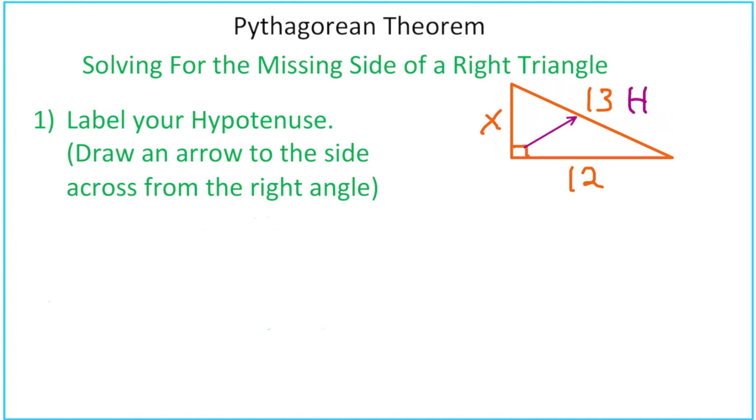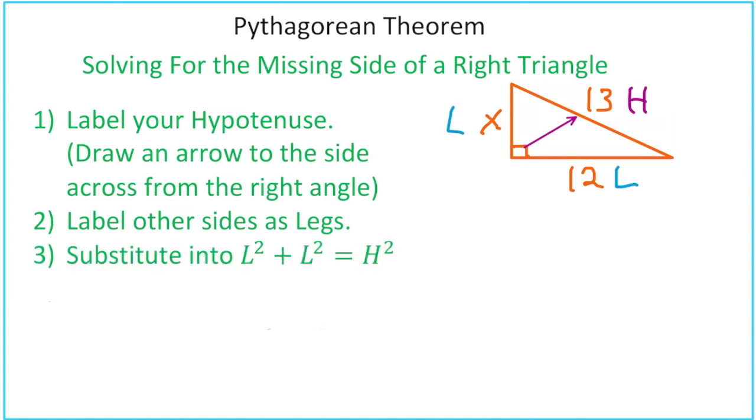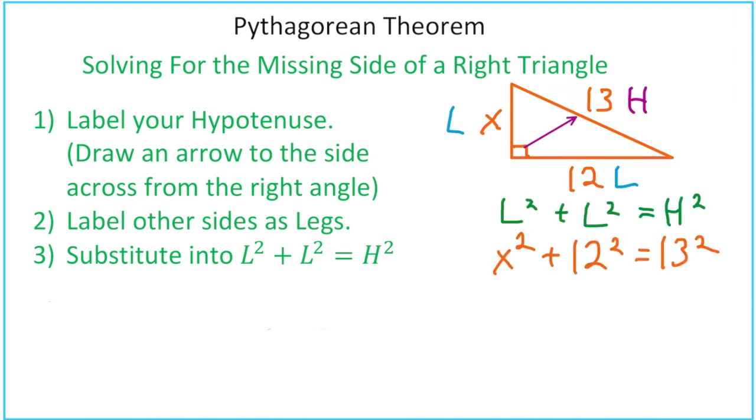Second step is to go ahead and label the other sides as legs. Now we're ready to go ahead and substitute into our Pythagorean theorem of L squared plus L squared equals H squared. Until you get really good at this, you might want to write out the L squared plus L squared equals H squared first, and then we're substituting in our values. So we end up with x squared plus 12 squared equals 13 squared.